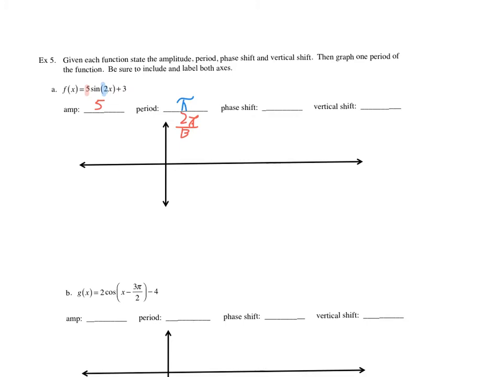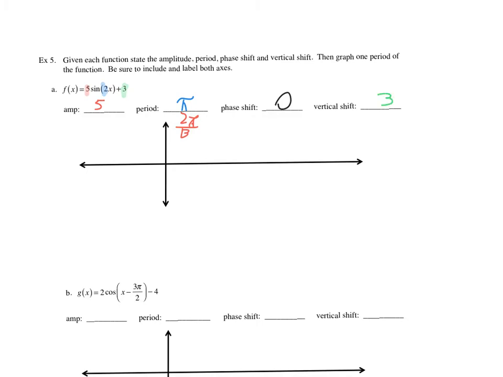Phase shift, there's nothing being added inside the function, so that's just going to be 0. And then 3, how much is being added on afterwards? It's a vertical shift up 3.